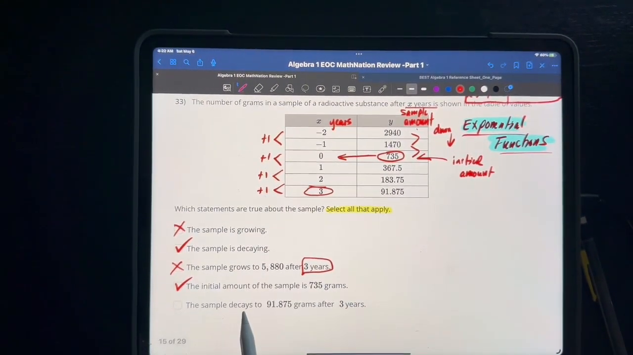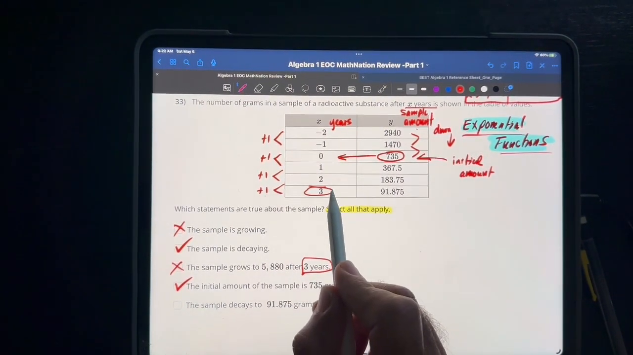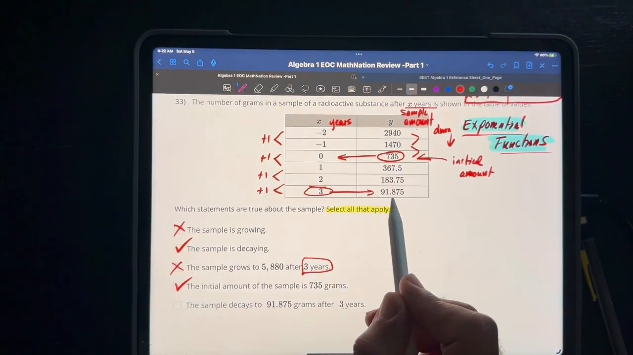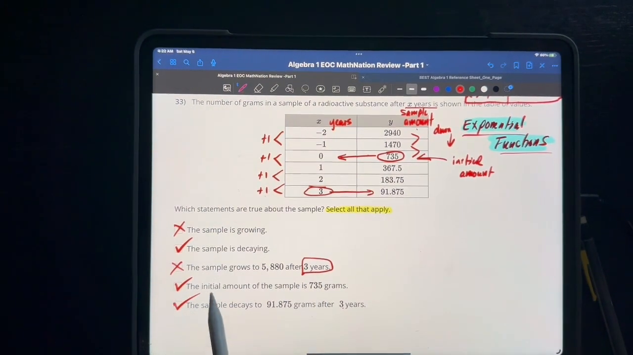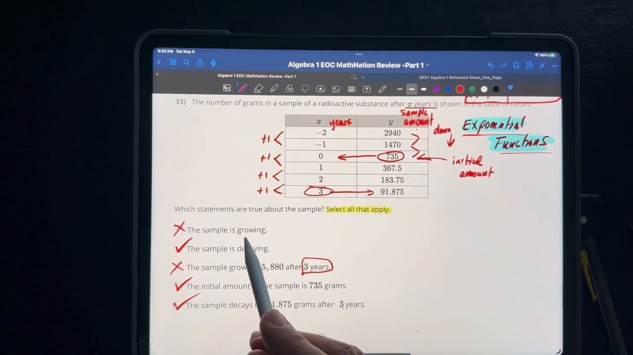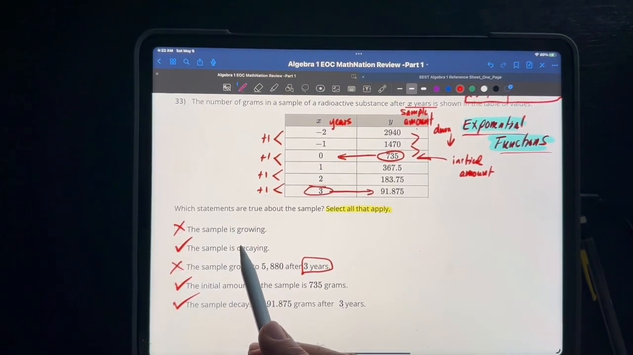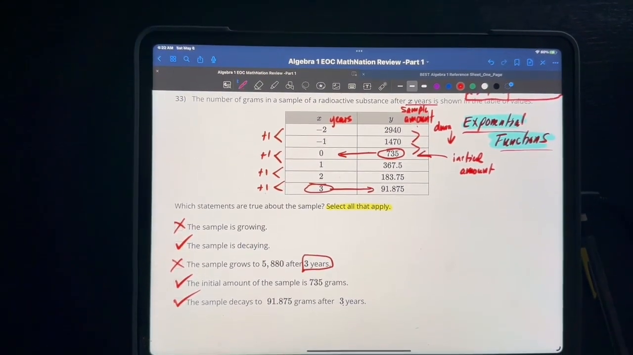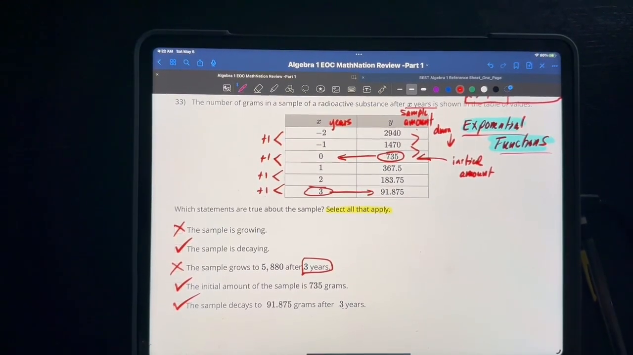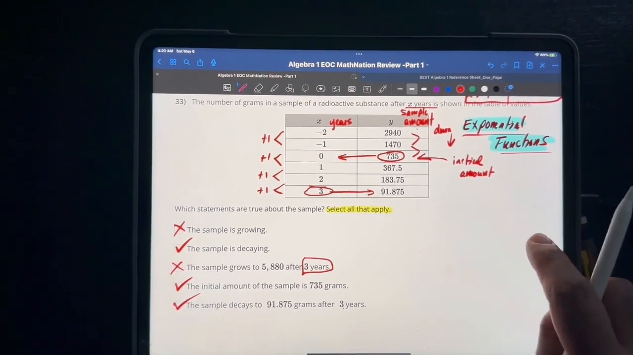The sample decays to 91.875 after 3 years. So let's go back to the 3 years and check that out. And that's true. After 3 years, the sample amount is 91.875. So that also checks out. So we have 3 checks. Now, don't be thinking that it's always 3 checks when we have a select all. It could be 1 check. It could be 2. Well, no, it won't be none. It's always going to be at least 1, because if it's none, that means you could just guess.